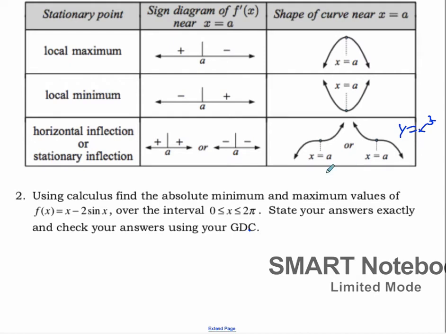Okay, next we're going to look at this one with a sine function. Find the absolute minimum and the absolute maximum of this over this domain. If the domain is restricted, it's got to have an absolute maximum or absolute minimum if it's including the endpoints. State your answers exactly and check your answers with the GDC. So the derivative is 1 minus 2 cosine x. If we set that equal to 0, we can find the critical values.